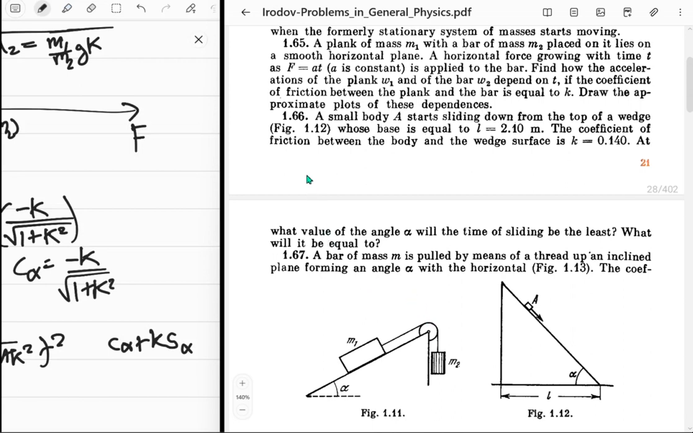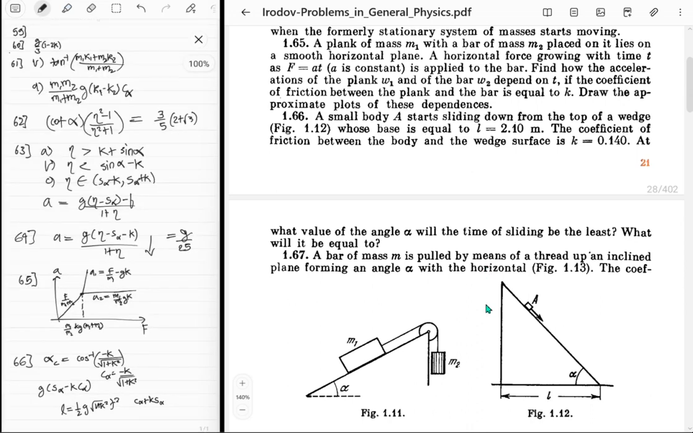So where is it? What question was this? Wedge surface is K is equal to this. At what value of angle will the time of sliding be least? What will it be equal to? At angle alpha equal to 90 degrees, the time of sliding will be the least, but just, oh okay, this length changes, I think. If this length was not changing, this would be perfect. This is changing. Fine. So you have to do it the normal way in that case.